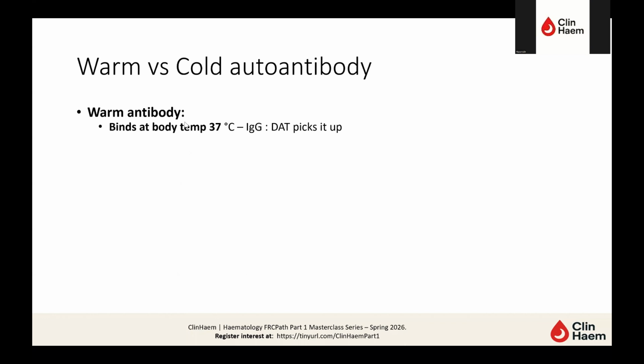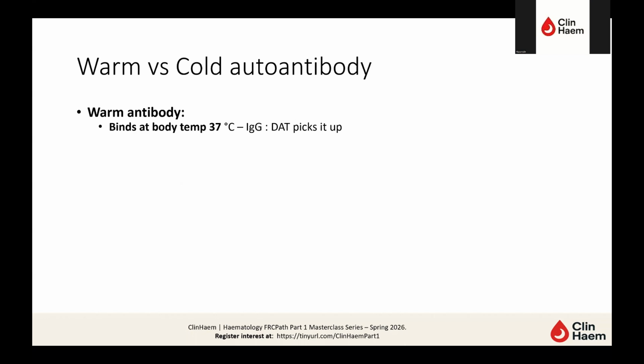Warm antibodies are antibodies that will bind to the red cells at body temperature, which is 37 degrees. So they function best at 37 degrees. The DAT will easily pick it up. The DAT screen is done at 37. The problem is that because they work at body temperature, they have the opportunity to remain bound to the cells all the time, and thus they will cause extravascular hemolysis in quite a brisk and severe fashion, because they've got the right temperature to work and coat the cells, and those cells are cleared by the spleen all the time.